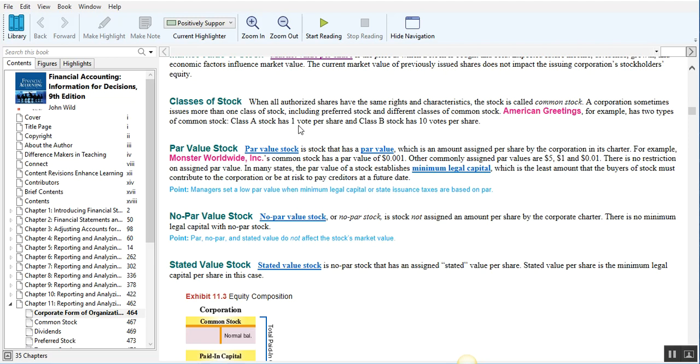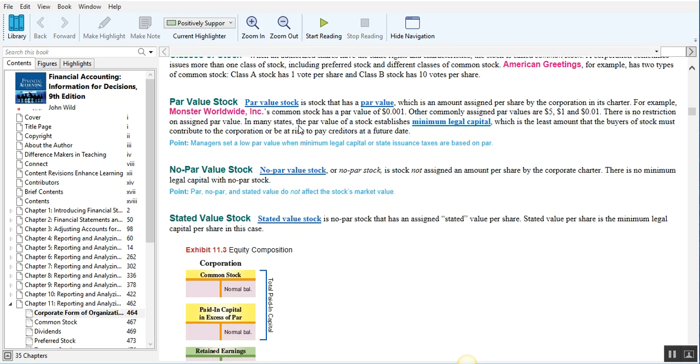We have this par value on stock, which is basically a fairly arbitrary value, and it's fairly low. So when the par value is determined, it's going to establish a minimum legal capital amount, which is the least amount of capital that the company can have. And sometimes states require a minimum legal capital amount.